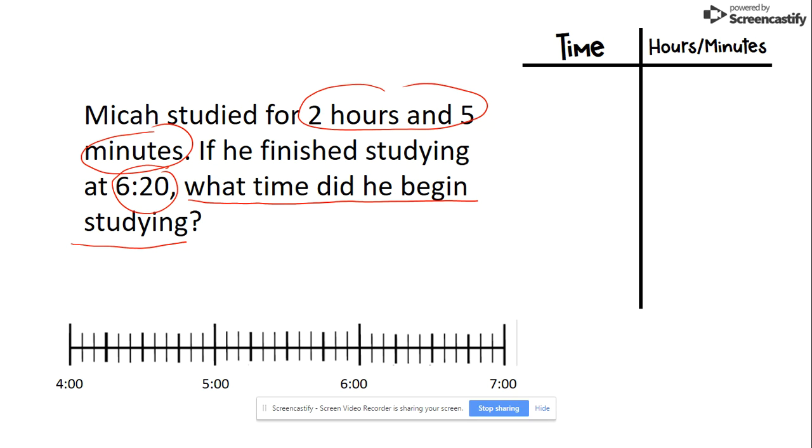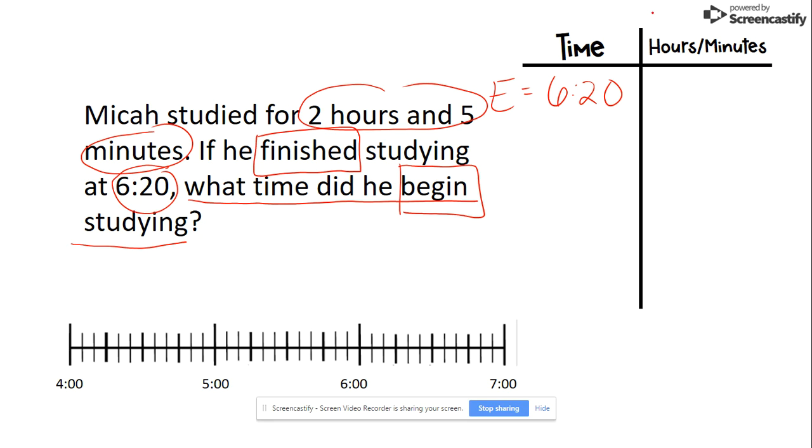That's the elapsed time. And he finished or ended at 6:20. So that's my stop time. And then what time did he begin? That's my clue that I'm looking for that start time. Again, when you're looking for the start time, you've got to subtract. I need to put my end time at the top, 6:20. Again, I'm going to write a capital E to signal that I had to go backwards.